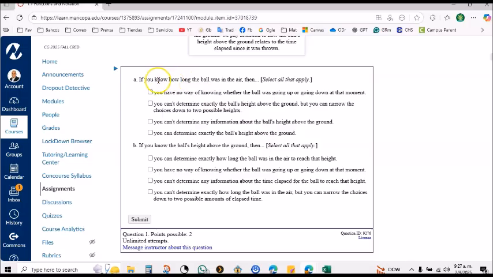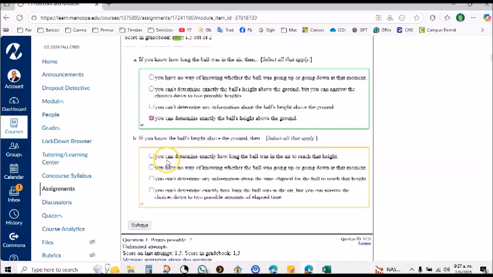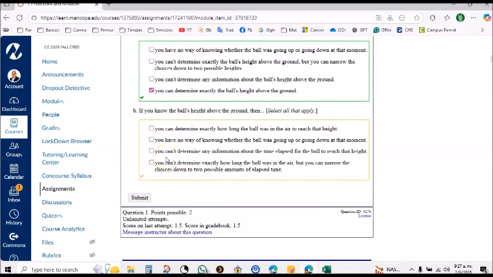I think if I know how long the ball was in the air, I can determine. Let's check this. Let me submit to see what's gonna happen. Okay, so everything is green, so this question is gonna be fine. Let me go to the next one. If you know the ball height above the ground, then you can determine exactly how long the ball is there. Let me check. I'm not sure, but let me see.